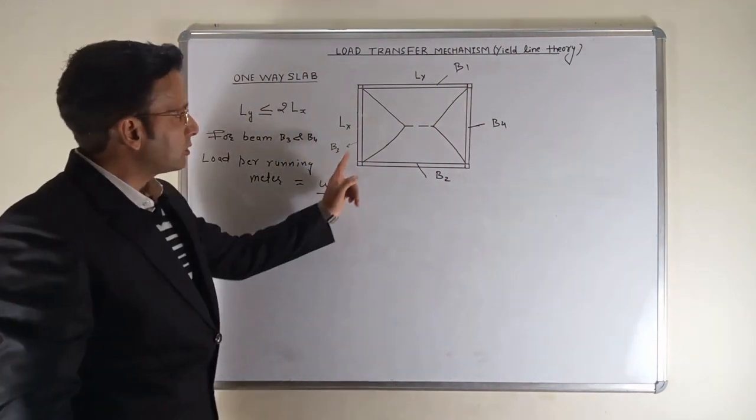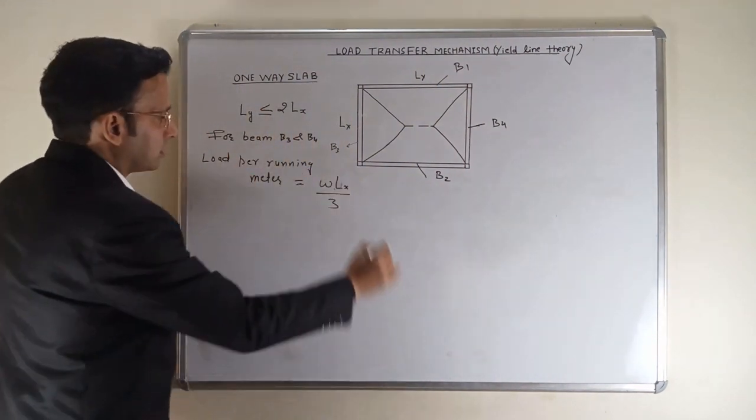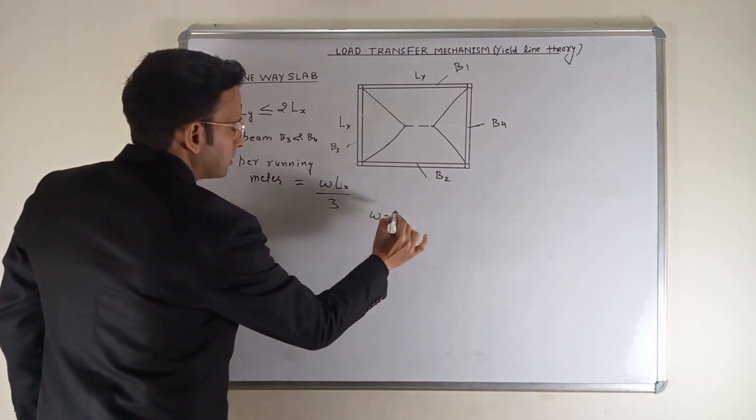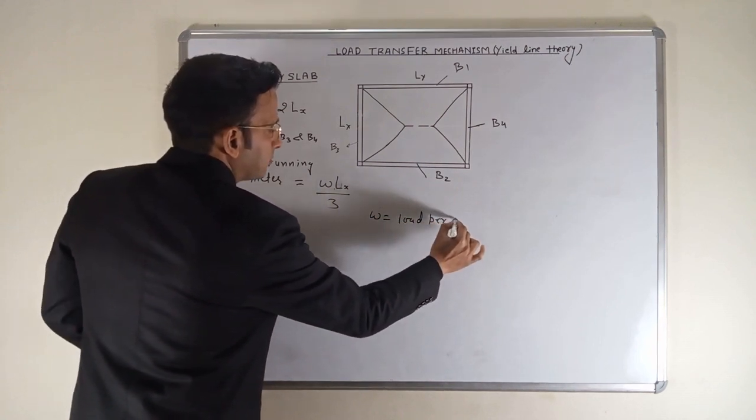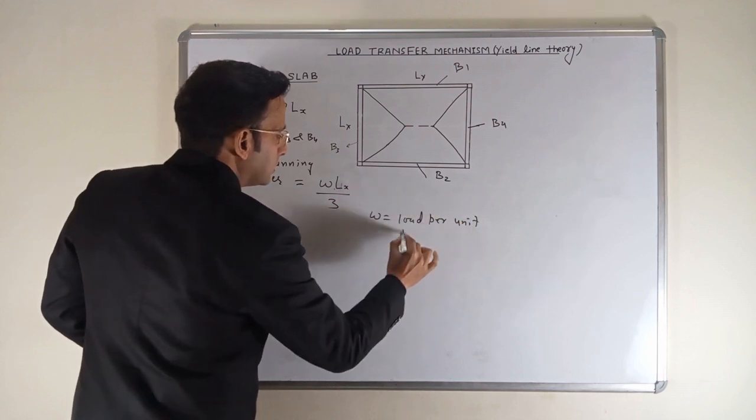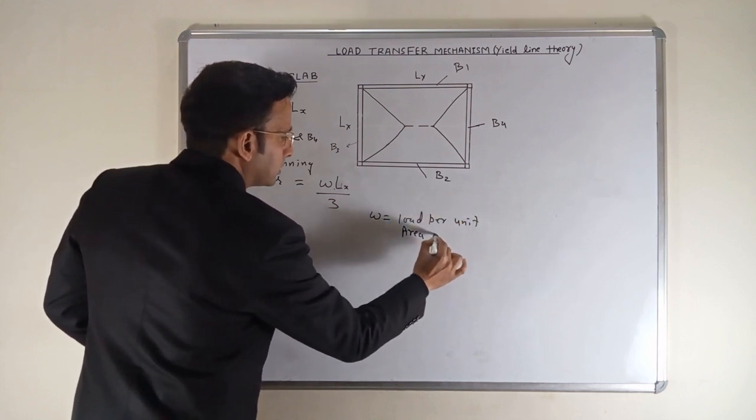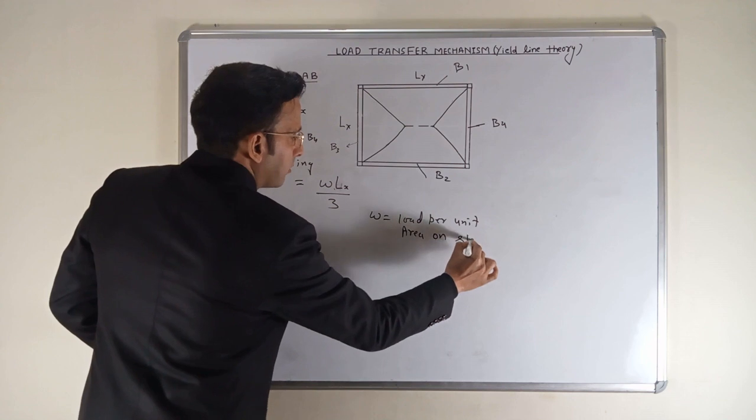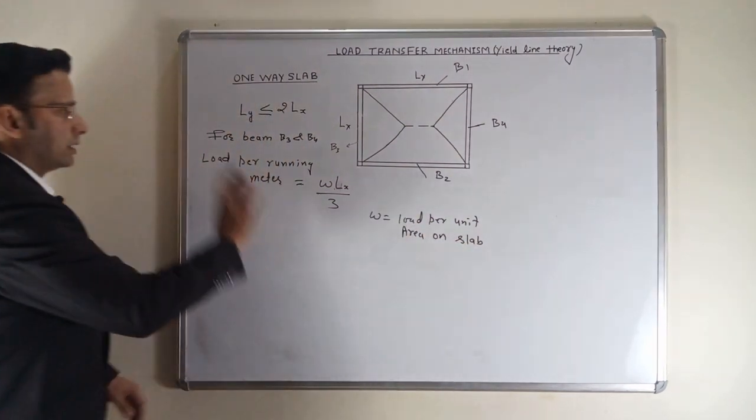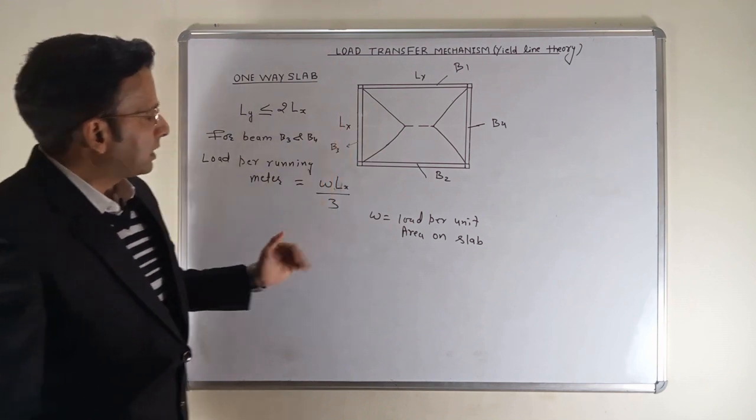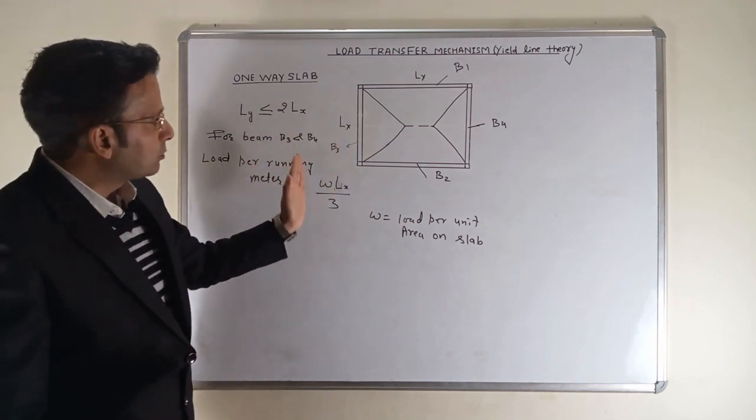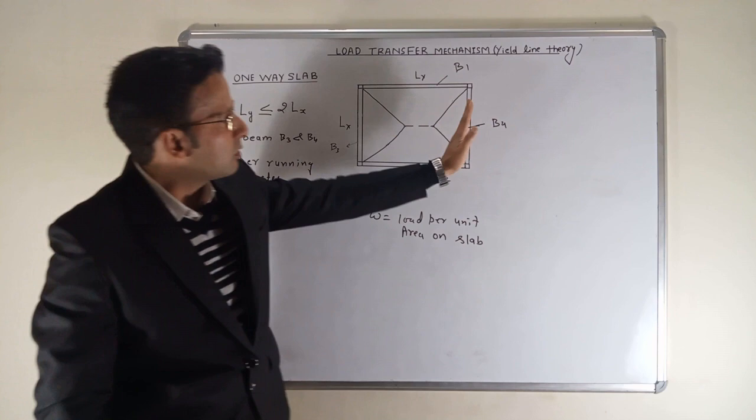Do not forget, Lx is always the shorter dimension and W is load per unit area on slab. So that's it. In the same way, we can calculate beam load per running meter on B3 and the same for B4.